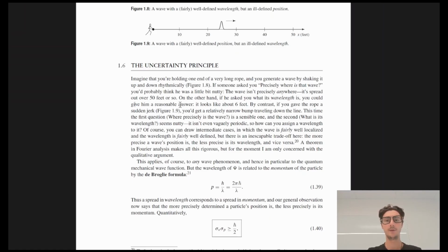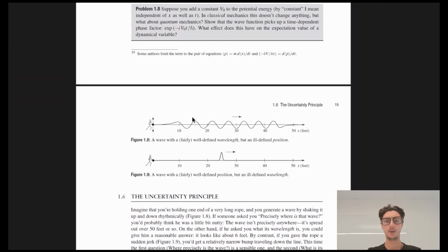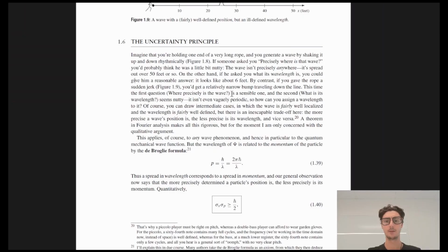It's spread over 50 feet or so. On the other hand, if he asked you what its wavelength is, you could give him a reasonable answer. It looks to be about 6 feet, the wavelength being the distance between peaks, or repetition of the wave.